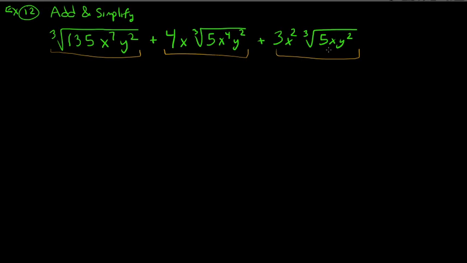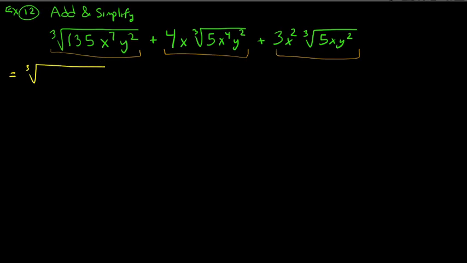Okay. So in order to add them, we have to simplify first, because as they are written, these do not look like like radicals. The only thing I think we can say is the same about all of them is this y squared, y squared, y squared. That's the only thing that matches, at least for now. So yeah, we've got a lot of work to do. Let's start with the first one, the 135. So how can we split up the 135?